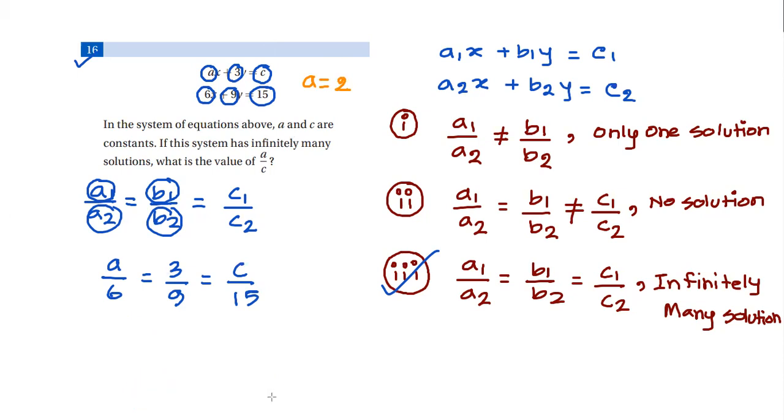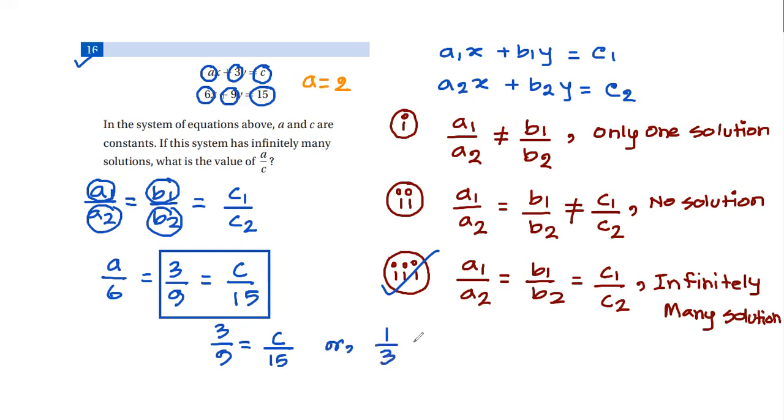if a is 2, then we can take the second proportionality. So 3 over 9 equals c over 15. 3 over 9 we can write as 1/3, that's equal to c over 15. And you can cross multiply to get 3 times c equals 15 times 1, 15. And finally divide by 3 to get c equals 5. So a equals 2 and c equals 5.